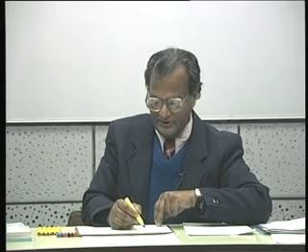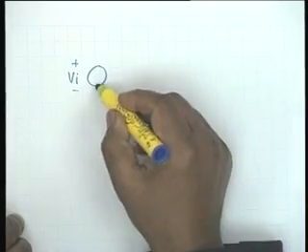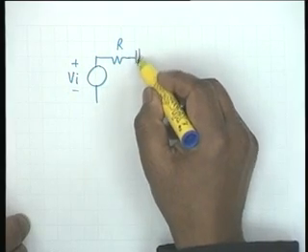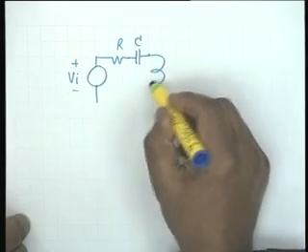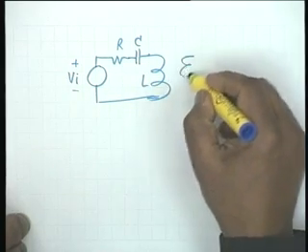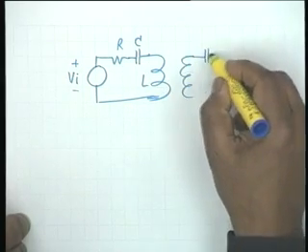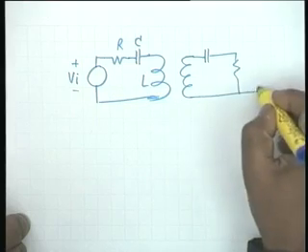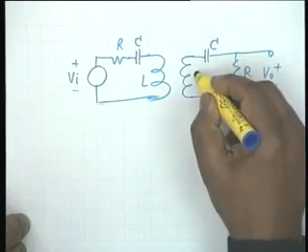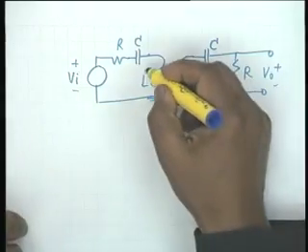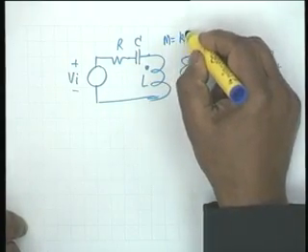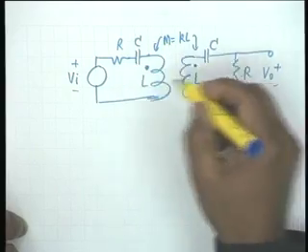We had a double tuned circuit like this. We had a Vi, a resistance R, a capacitance C, and an inductance L. The secondary was an identical tuned circuit L, C, and the output was taken across R. This was V0, an identical tuned circuit with dots like this, M equals k L between these two.